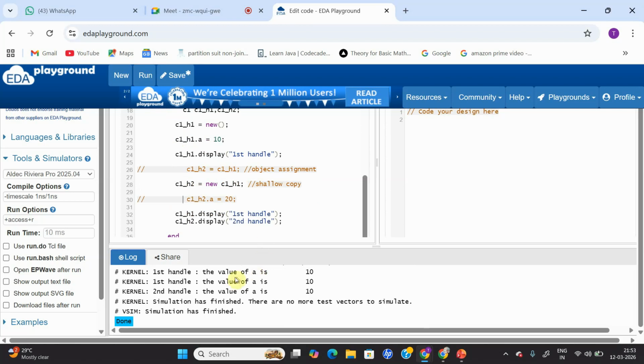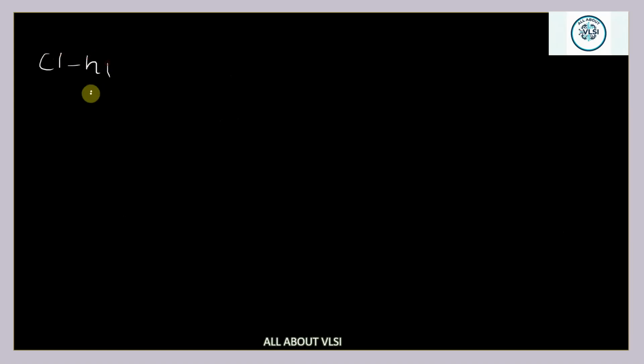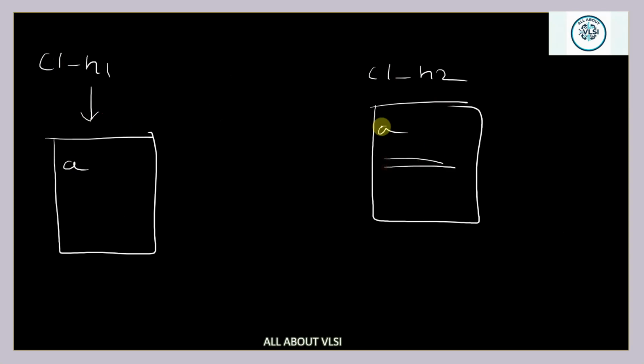Let me show you. But our major concern is after the copy operation, if we make a change in one object, is it going to reflect in another object or not? So for C1_H1, we have created one object, like this, where we have the property A. And for C1_H2, we have created one more object. We have copied it, right? So if there is any change in this particular property, is it going to reflect in the other object or not? That we are basically concerned about. In object assignment, this particular handle was pointing to the same object, but in the shallow copy, both handles are going to have different objects, different memories are being created.